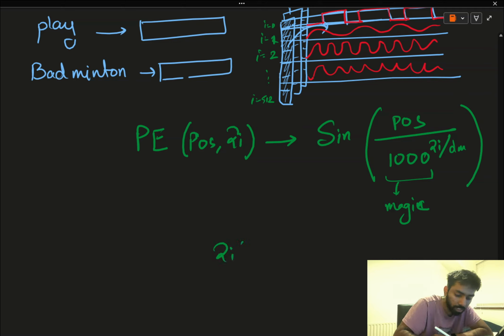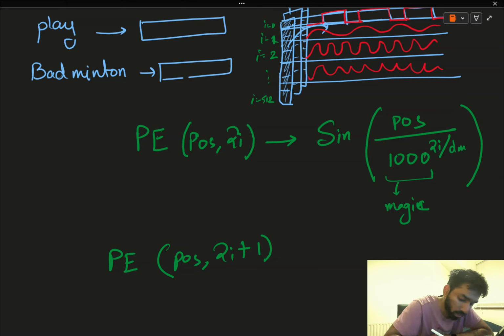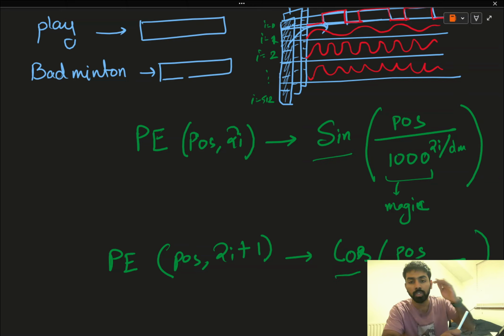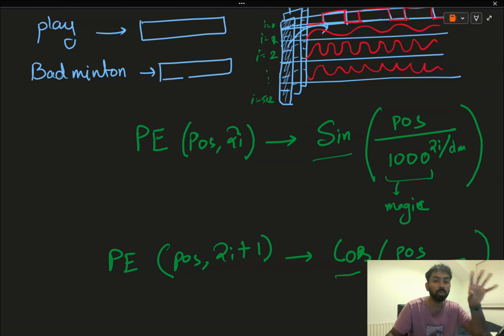Now for every position which is an odd number, the positional encoding is defined as cos of the position of that word divided by 10000 to the power 2i by d model. So that's just sine versus cos. For every even position we'll take sine, for every odd position we'll take cos, and that's it. So this is how positional encoding works. This is how we'll do positional encoding.